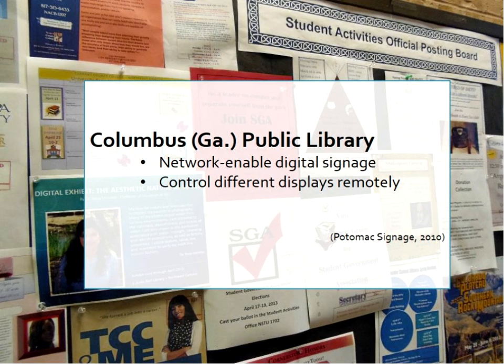Another solution used by many libraries is the server-controlled solution to display targeted messages throughout the network of digital displays. This solution is probably the most expensive, but it gives advanced control of how the information will be displayed, when each piece of information can be displayed, and on what monitor specifically it will show up.